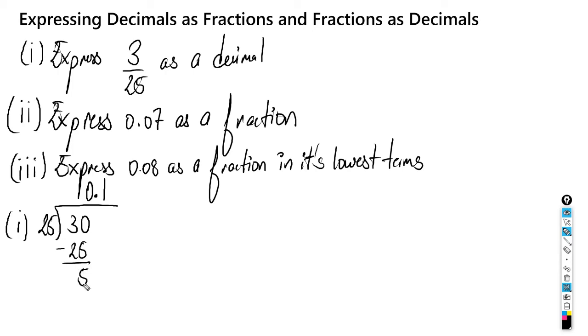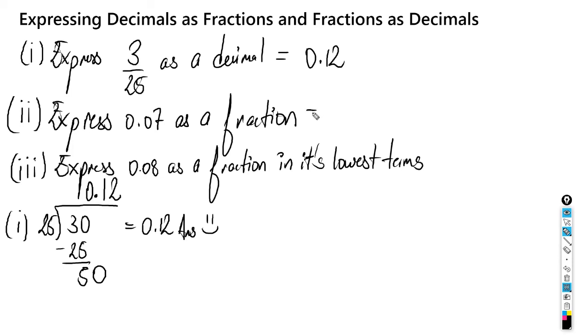Right, 5 can't go into 25, I mean 25 cannot go into 5. So we're going to add a 0 here. And then when we add that 0 now, 25 goes into 52 times. All right, so we're going to end up with 0.12 as the answer. All right, guys, so that's the answer for the first one. Expressed as a decimal, 3 over 25 is the same thing as 0.12.